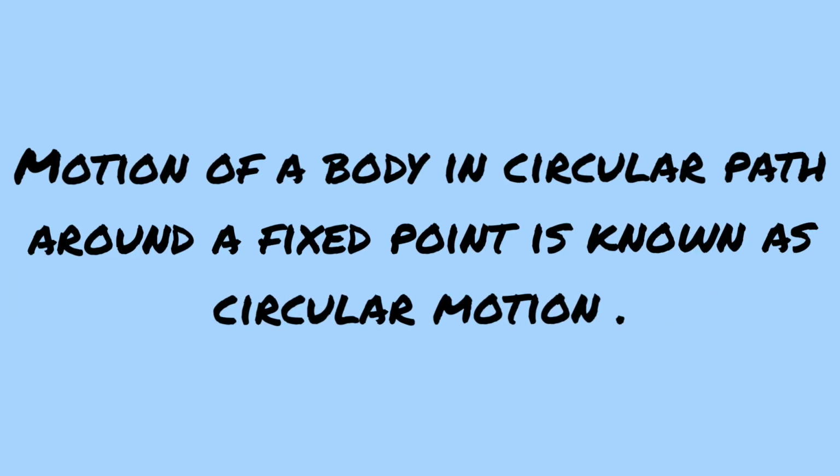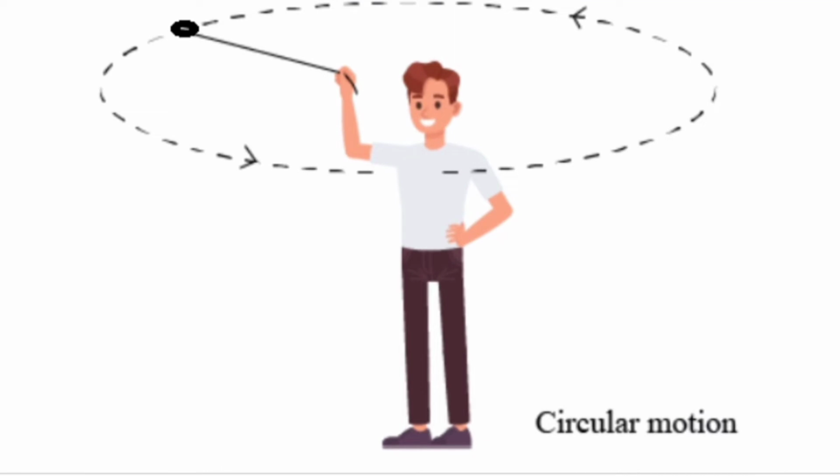Circular motion. Motion of a body in a circular path around a fixed point is known as circular motion. Like if we tie a thread to a stone and whirl it with our hand, then the stone moves in a circular path as the distance of the stone from our hand remains the same.